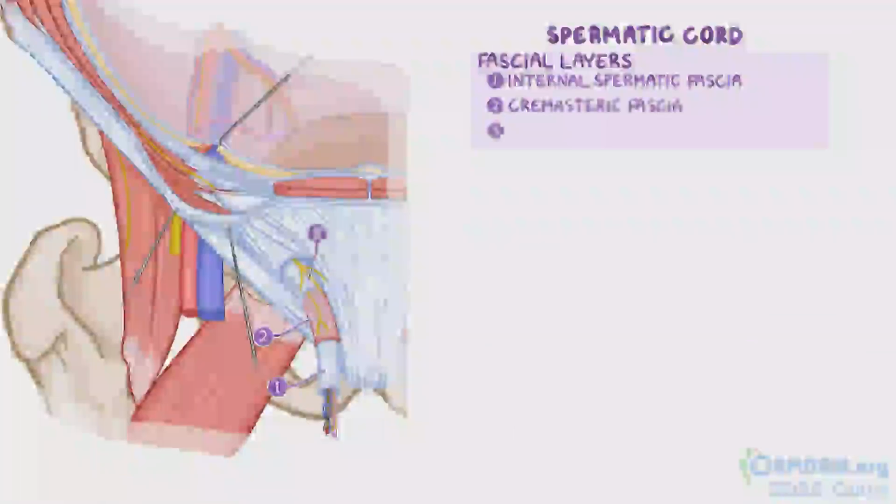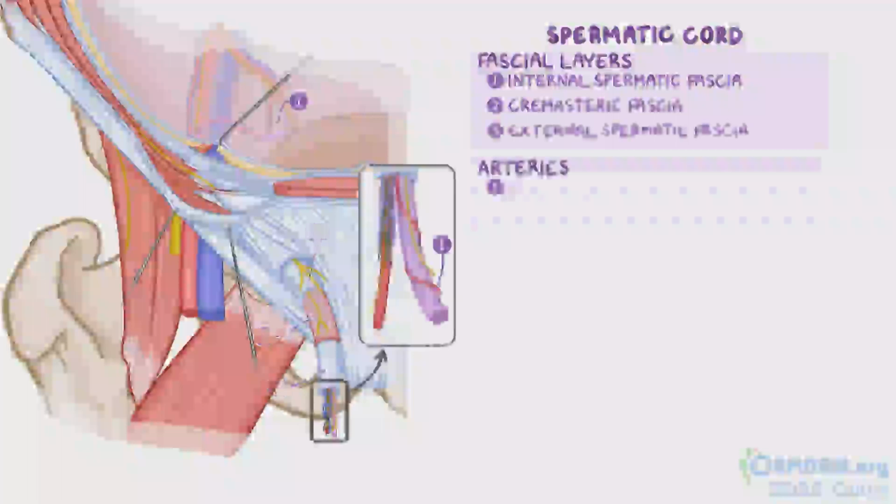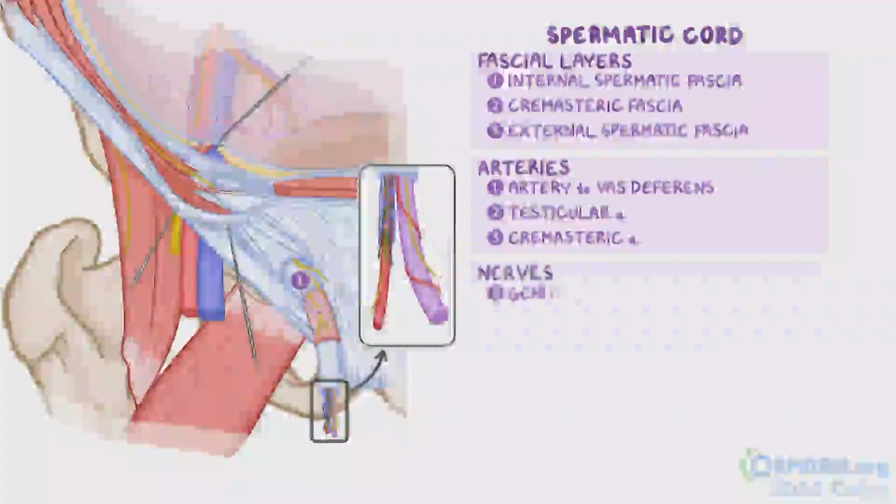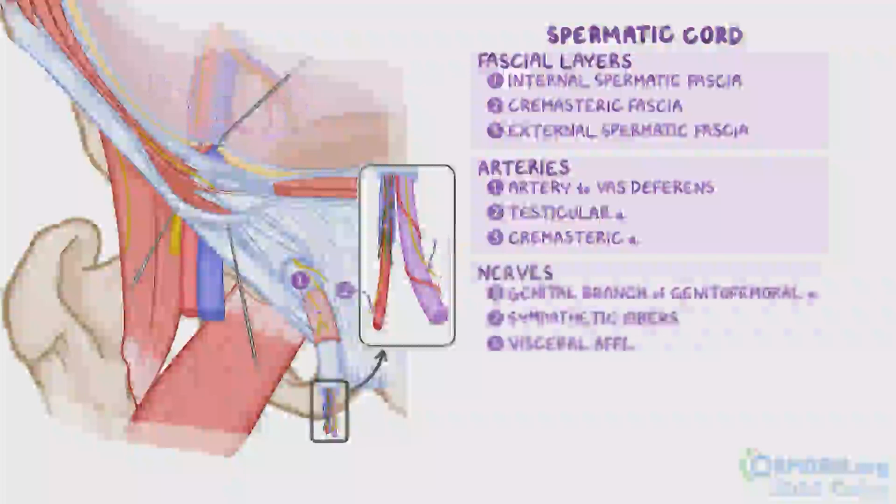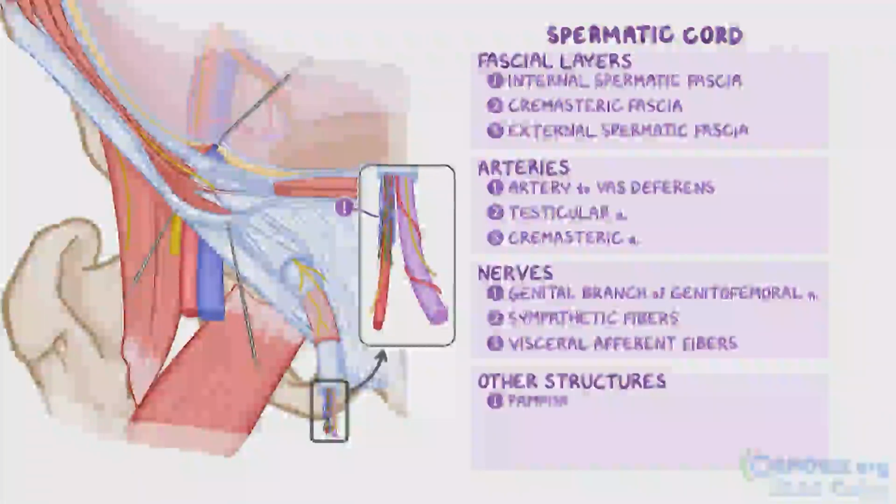The male's spermatic cord consists of three layers, which are internal spermatic fascia, the cremasteric fascia, and the external spermatic fascia. It carries three arteries, which are the artery to vas deferens, the testicular artery, and the cremasteric artery, three nerves, namely the genital branch of the genitofemoral nerve, sympathetic fibers, and visceral afferent fibers, and finally three other structures, which are the pampiniform venous plexus, the vas deferens, and the testicular lymphatics.